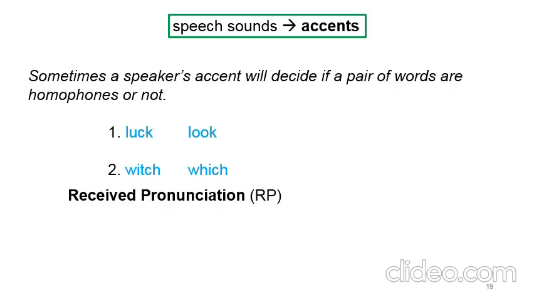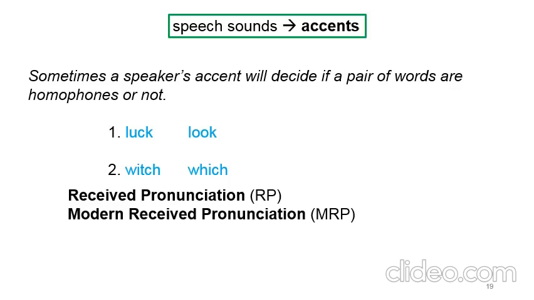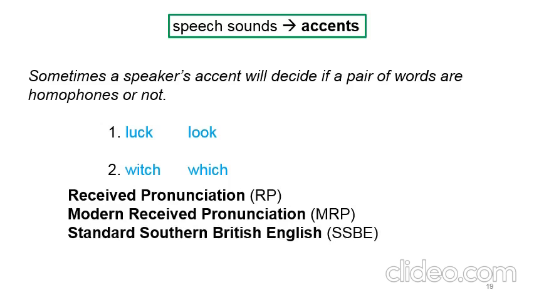There's plenty of material, and once you have this foundation, you can decide later on to continue using RP or to drop RP altogether and use American English or whatever accent you prefer. But in that case, you will have a very good foundation to build on. Received pronunciation, there is a video on that that you can watch if you're interested. It is also called modern received pronunciation, standard Southern British English, and it's also given the term General British. All of these refer to the same thing. You can watch the video to find out more if you like.